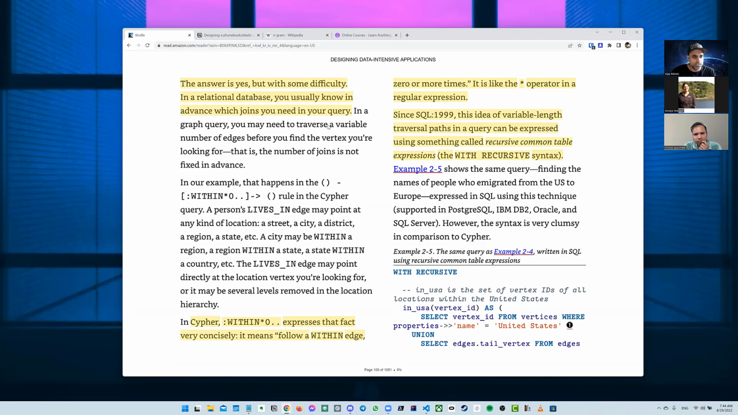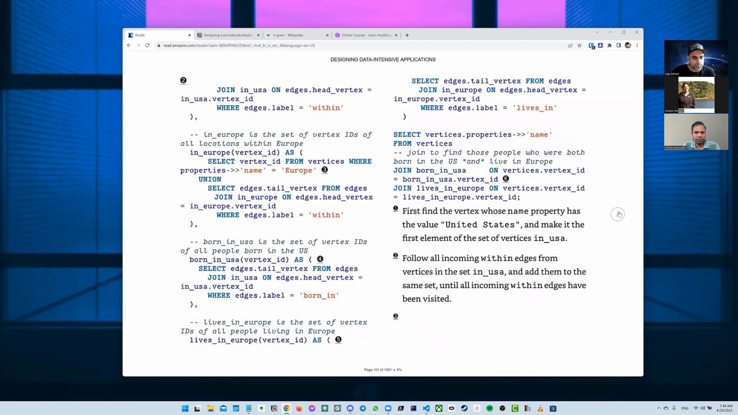You basically need to know which joins you need in your query in advance. In Cypher, within expresses following an edge zero or more times. It's very clear. Whereas in SQL, traversal paths in a query can be expressed using something called recursion. So that's why it gets a little more difficult. Showing the same query, you can see how the syntax is very clumsy. That's their point for this page. Reading through all this, you can definitely see it's a little hard to follow.